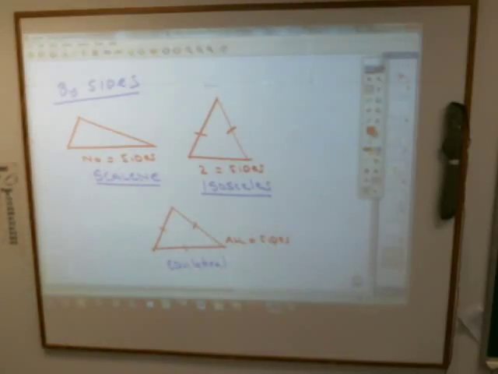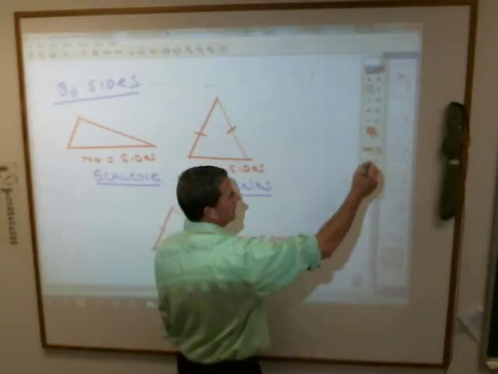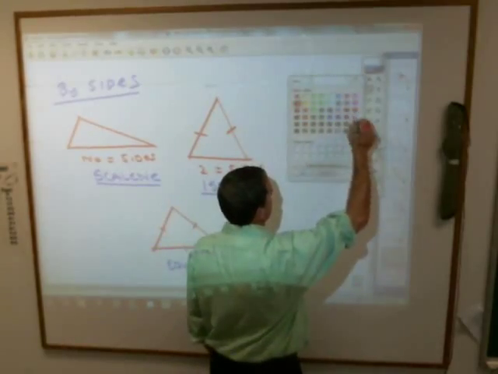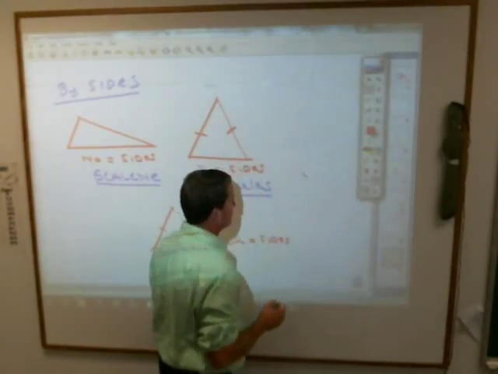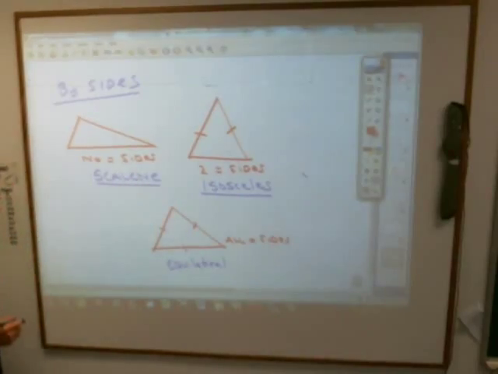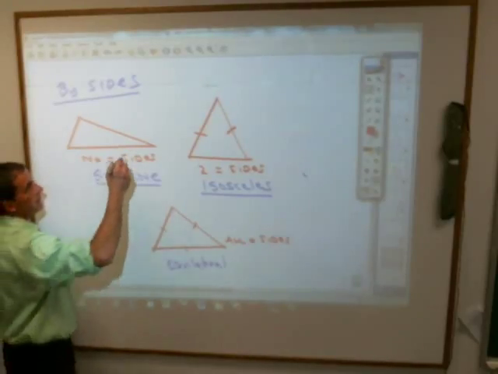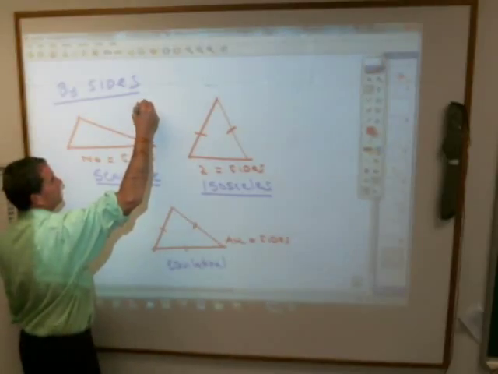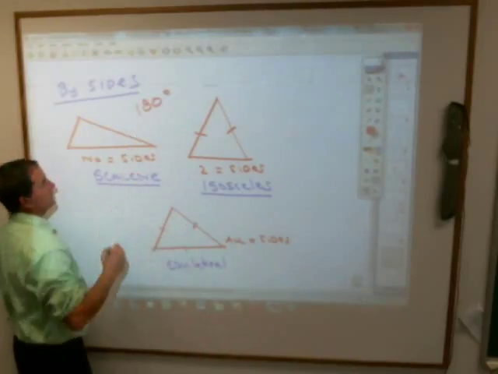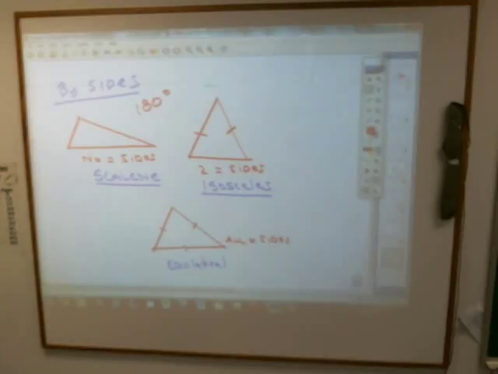Now, children, there are a couple things about triangles and these different types of triangles that you need to know and make some notes of. First of all would be this. The angles in triangles always have to add up to how many degrees? All angles of a triangle add up to 180 degrees. So if you know 2 of the angles, you can always figure out the third one.